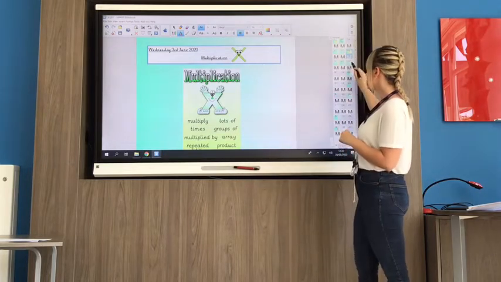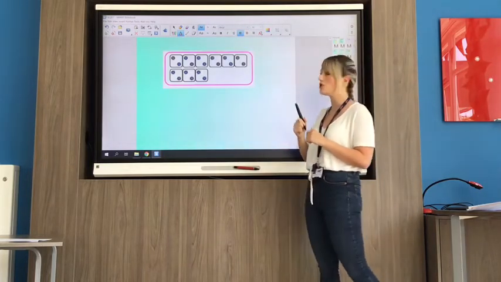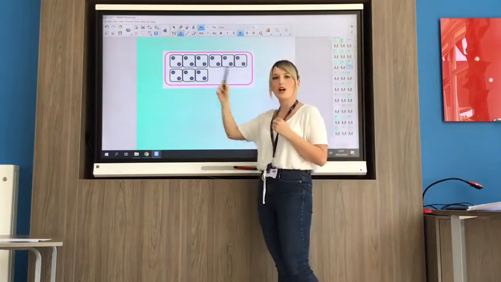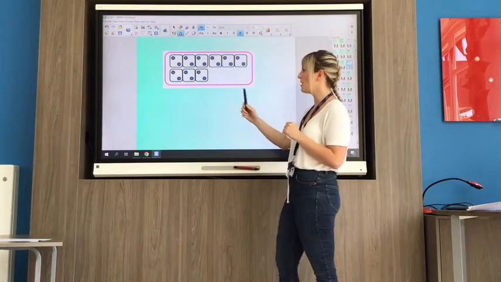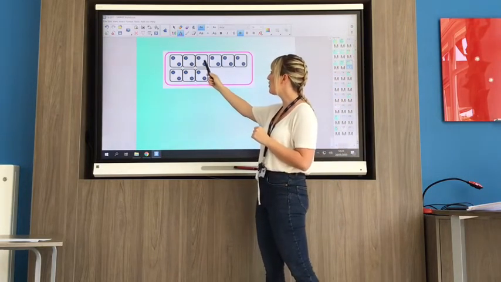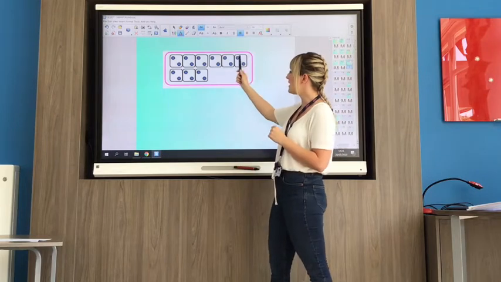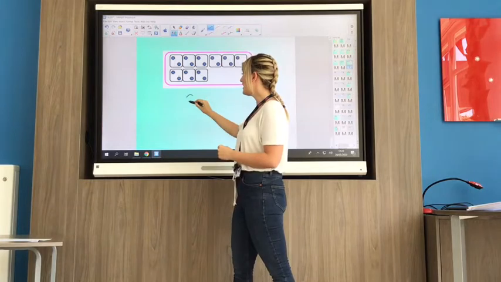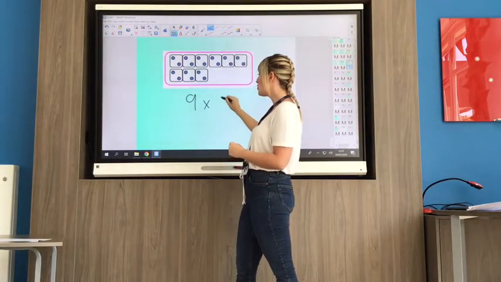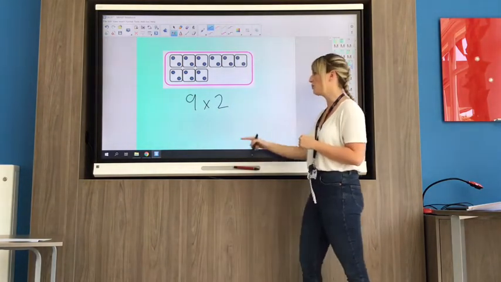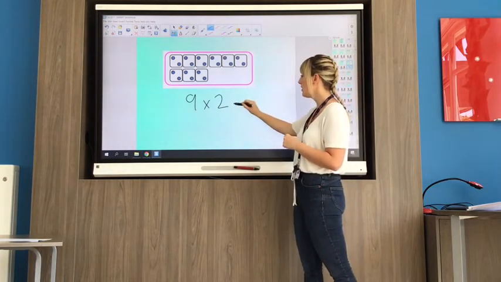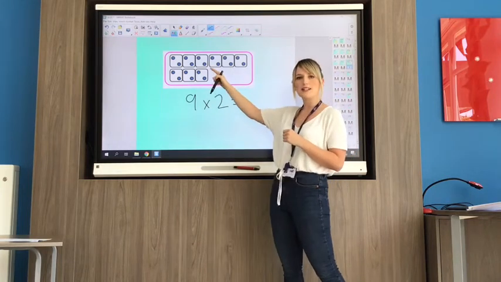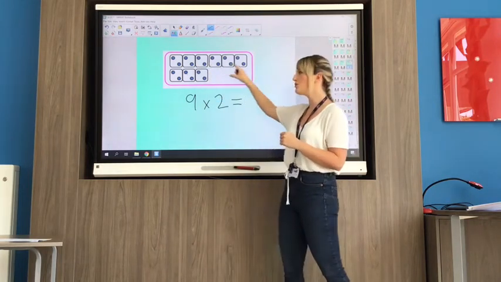So when we're looking at this question here, which some of you have got on your sheet, if we think of it as groups of, so each dice has got a group of two. So let's count how many we've got. We've got 1, 2, 3, 4, 5, 6, 7, 8, 9. So there I've got 9 groups of 2, or 9 times 2, or 9 lots of 2. Okay, so that's what it looks like when we put it as a picture. So we've got 9 groups of 2.